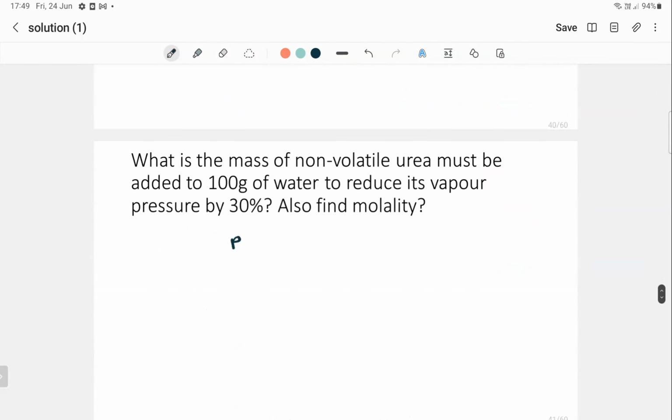This is your problem. Now try to solve it. Just solve one problem, that's enough. What is your P01? 100. Very good. P01 is 100. So which means your PS will be 30%. 100 minus 30, 70. Clear.